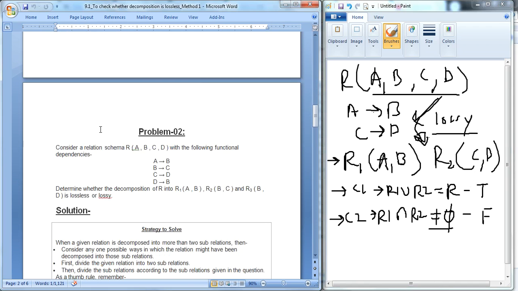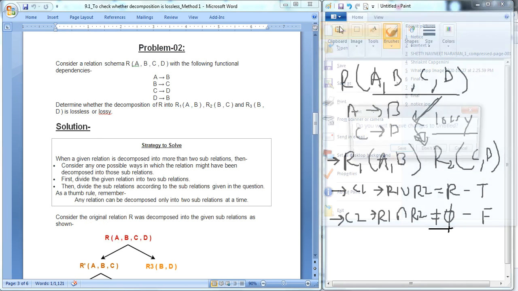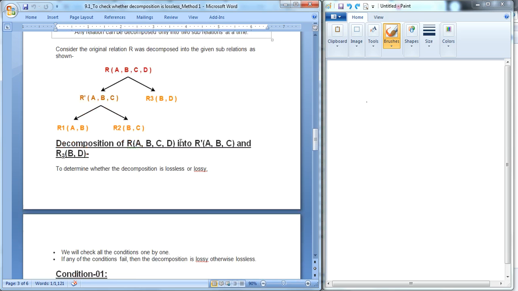Now we will check the second problem, or second example, which may be not lossy. Now R is A, B, C, D, and it has a functional dependency. Then we divide this R into R1, R2 and R3, means the decomposition of R into R1, R2 and R3. Now we will check the condition: is the given decomposition lossy or lossless?